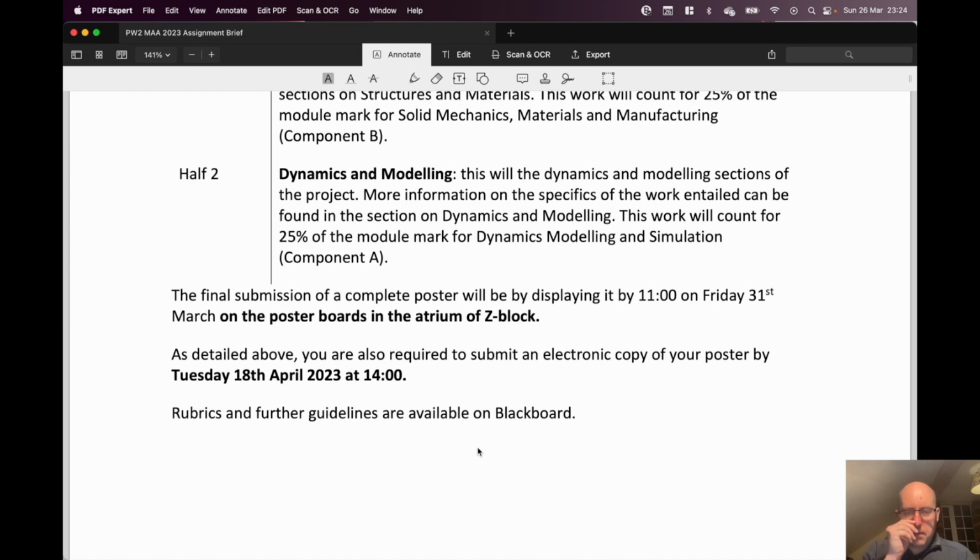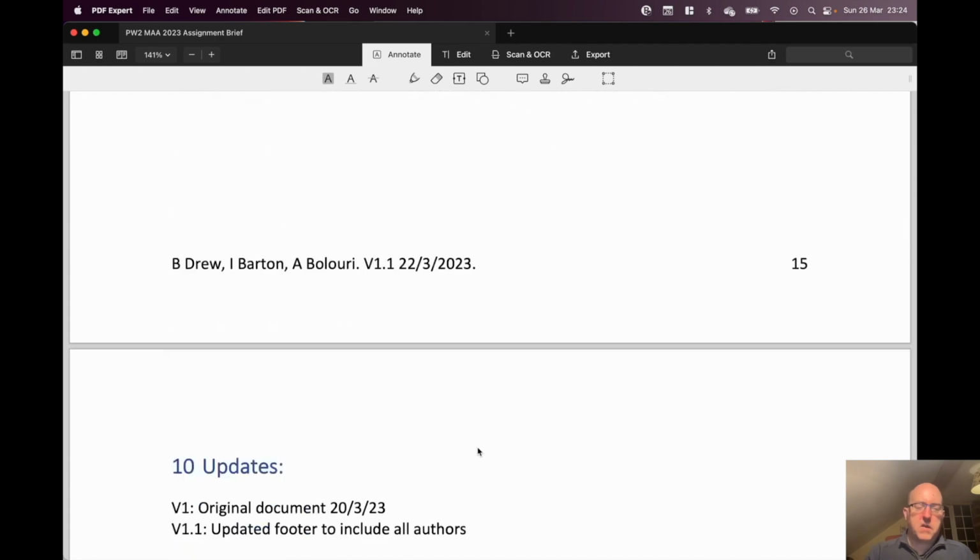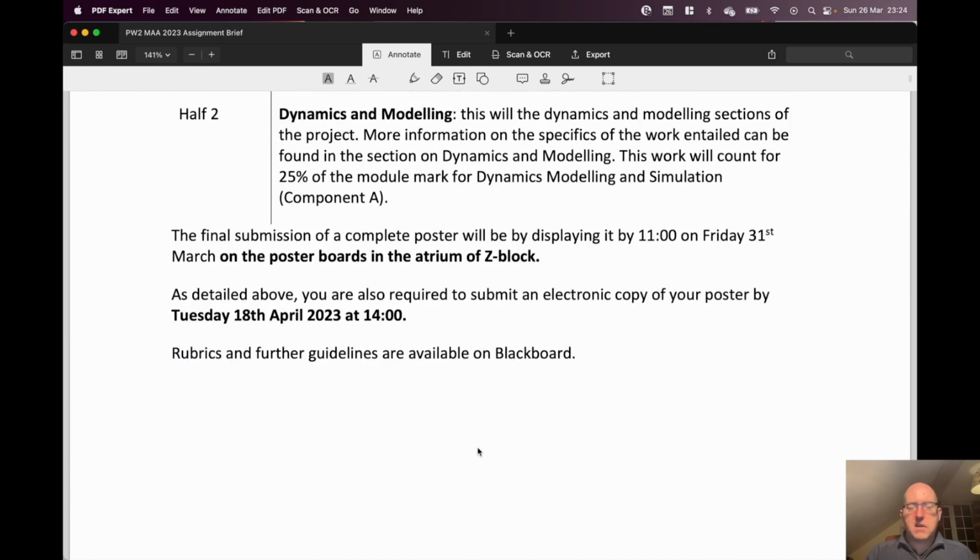Okay, and as I mentioned, at 11 o'clock on Friday the 31st, we want the posters up in the atrium, and you need to make a submission of an electronic copy of that by 2 p.m. on Tuesday the 18th of April. Okay, and as I mentioned, the guidelines. So that's basically the brief.